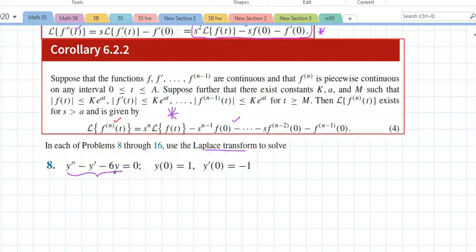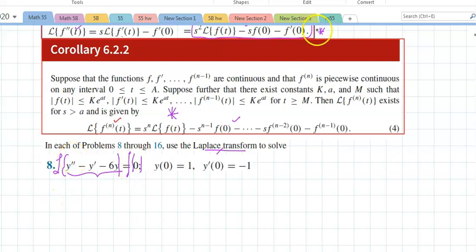You let y equal e to the rt, and you're going to get r squared minus r minus 6. e to the 3t and e to the negative 2t will be the fundamental set. I could find the initial conditions. You can't do that. You need to follow directions. It says use Laplace Transform. How do you do that? You take the Laplace of both sides.